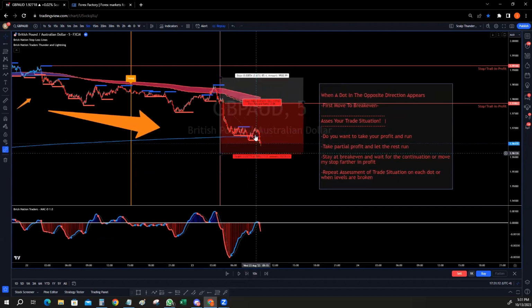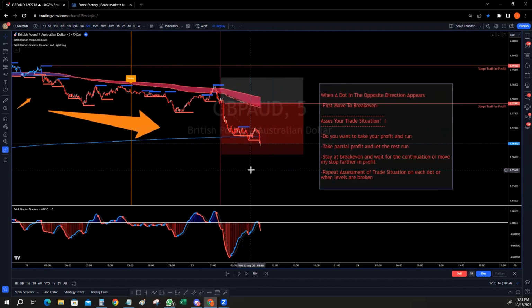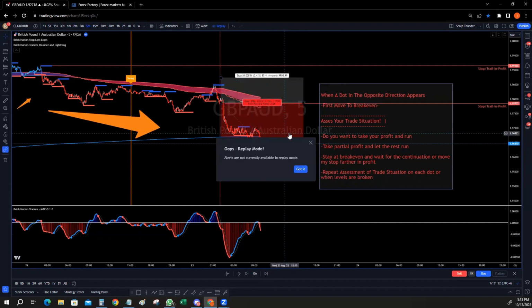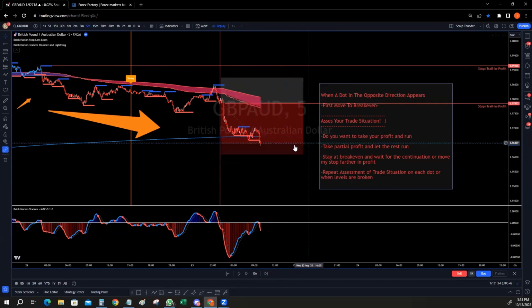All right, cool. We broke another level. We didn't break above. Beautiful. All right. So now I don't need to pay attention to this. All I do is set my alert for the dot. Okay. And the way you do that, oops, can't do it in replay mode. So that's cool. No problem.